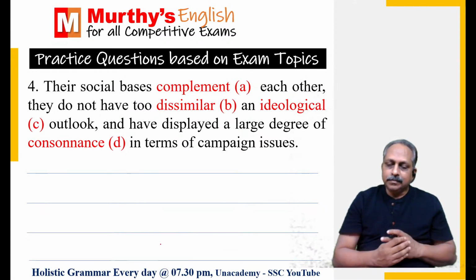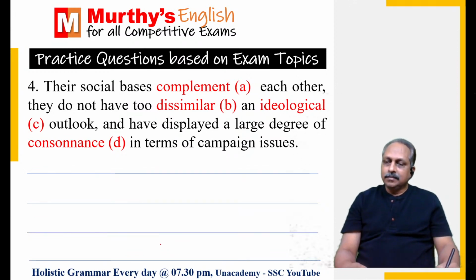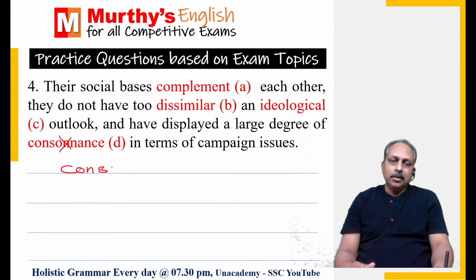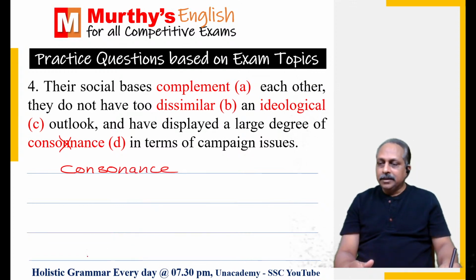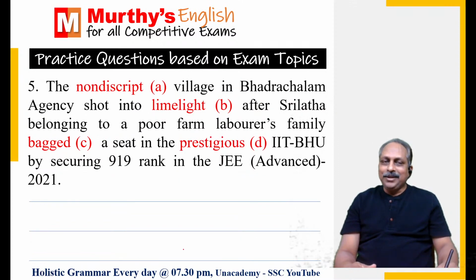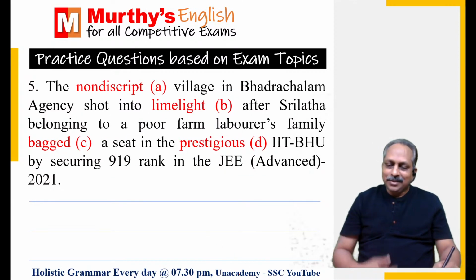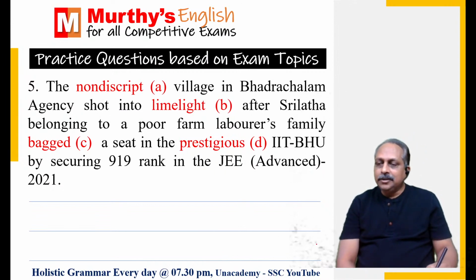Go to the fourth one. No, only one error, not two. Their social bases complement each other. They don't have too dissimilar an ideological outlook and have displayed a large degree of consonance in terms of campaign issues. Very good, Sai Arvind. Here, it is not double N, it is single N. Consonance means agreement, to agree. No, no, compliment, nothing wrong with that. Consonance, not double N, single N.